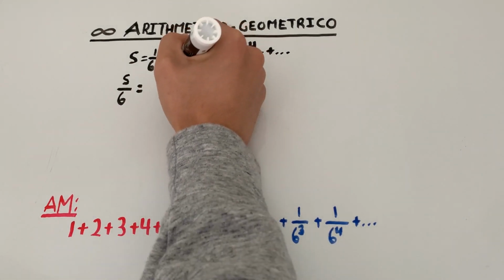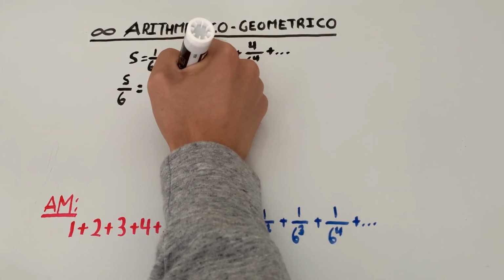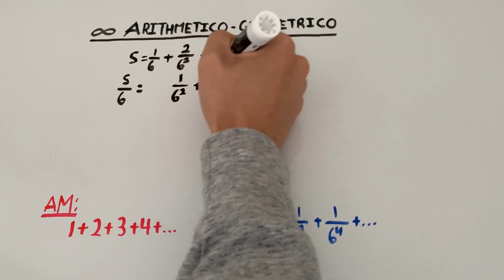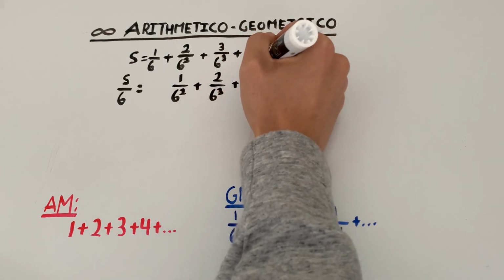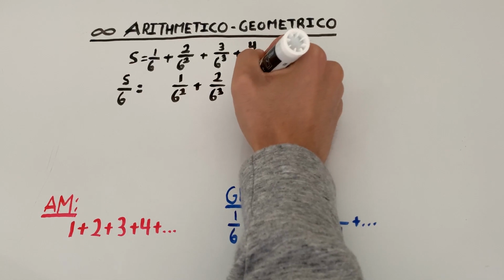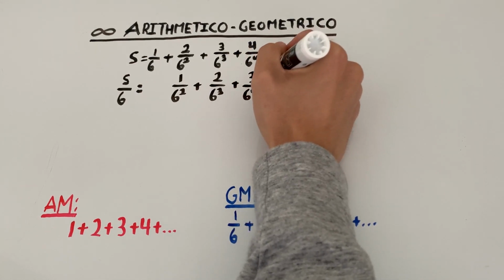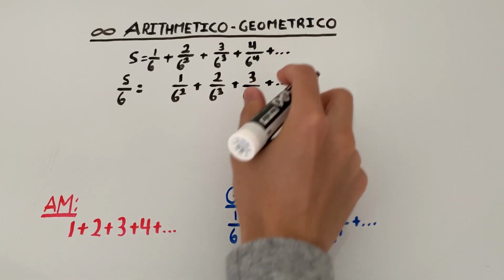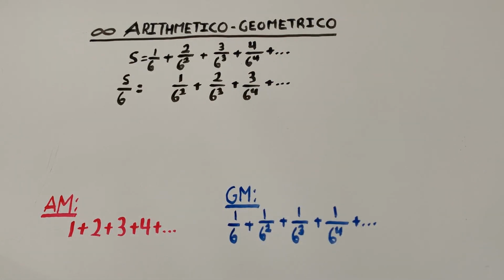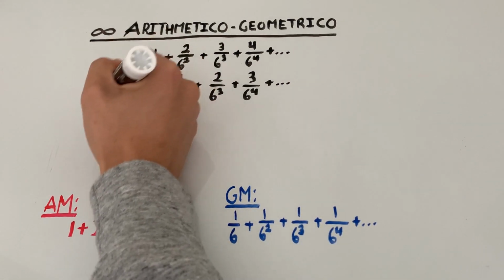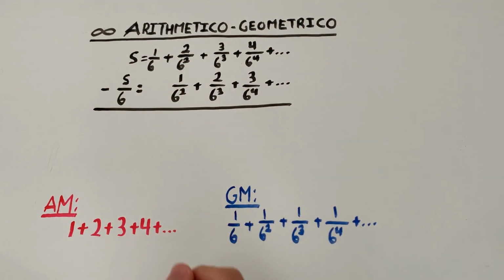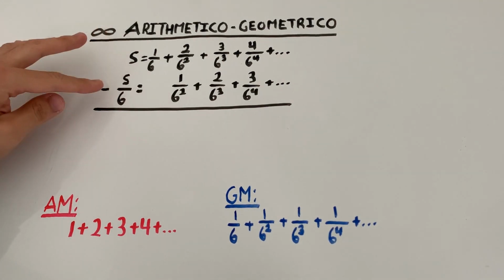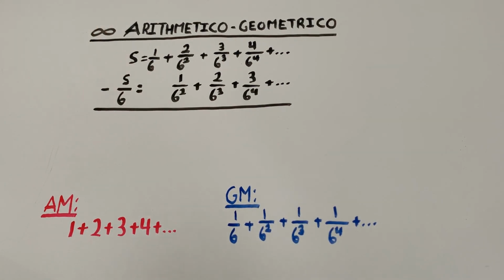Which is 1 over 6 squared plus 2 over 6 cubed plus 3 over 6 to the fourth. Now it's time to take the difference between these two series. S minus S over 6 becomes 5S over 6.